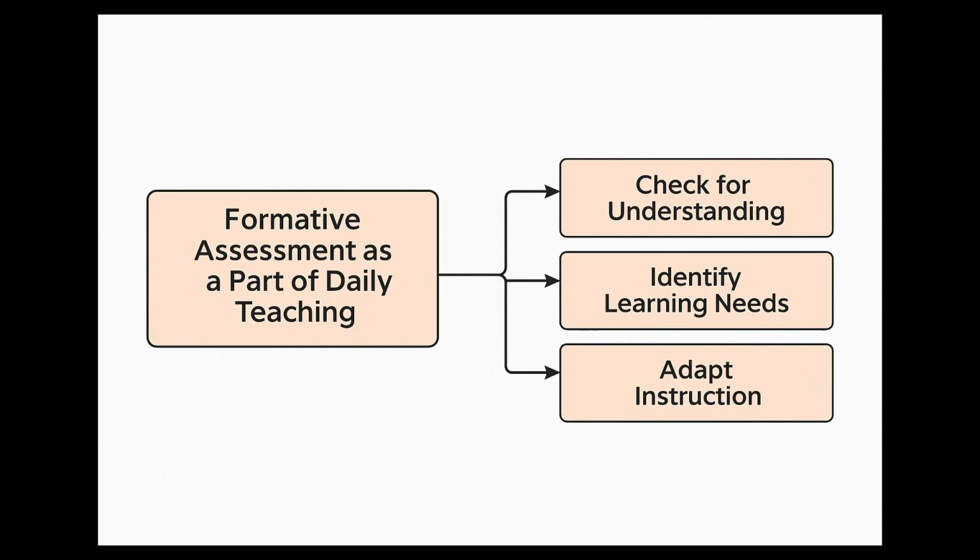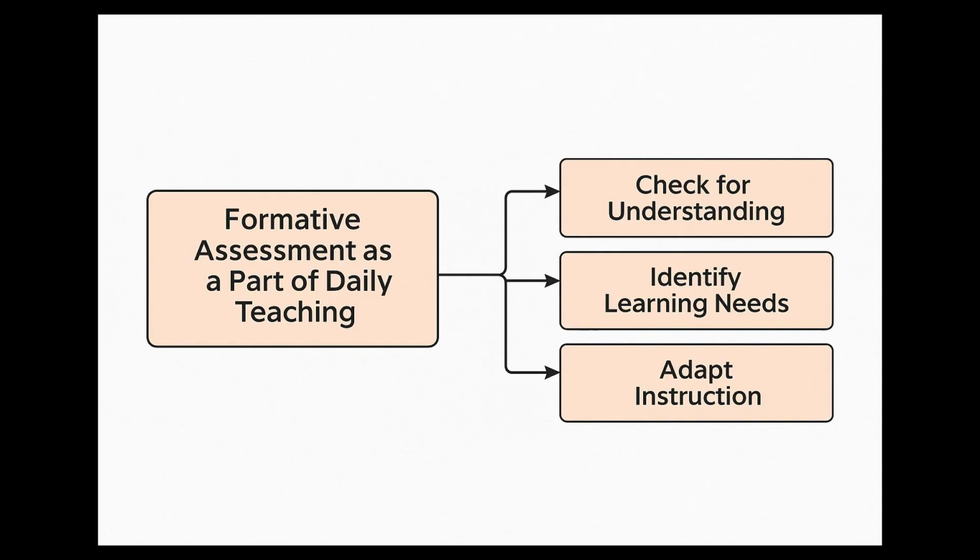The second component is observation and questioning. During the lesson, teachers actively observe students' participation, behavior, and responses. Questioning is a key strategy here. Asking open-ended questions helps teachers to identify misconceptions and promote critical thinking. Through observation, teachers can see who is struggling and who is ready to move forward.